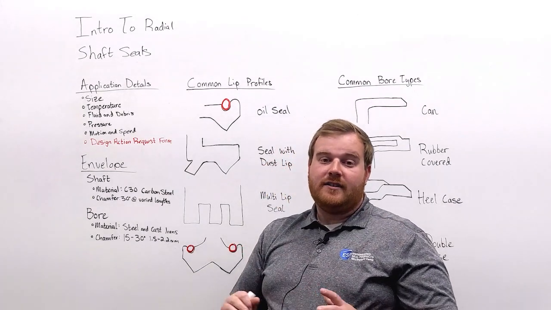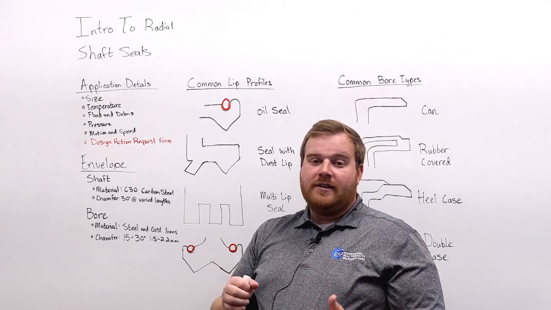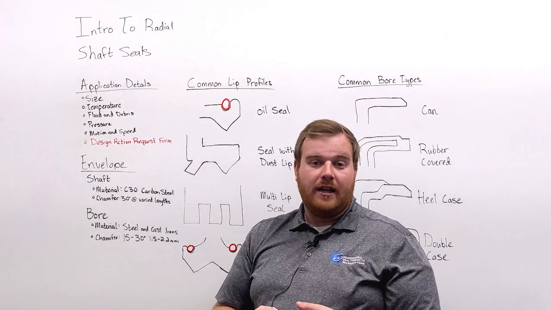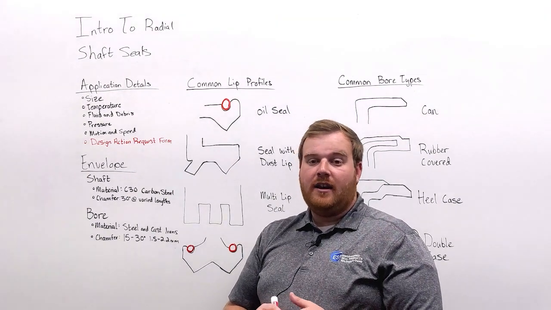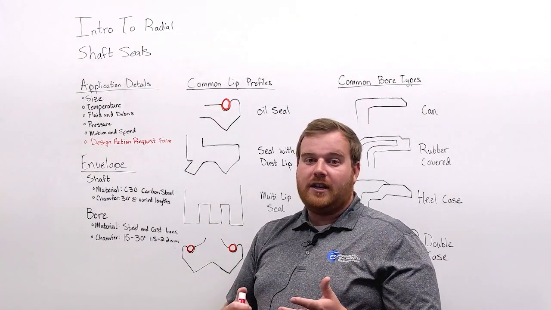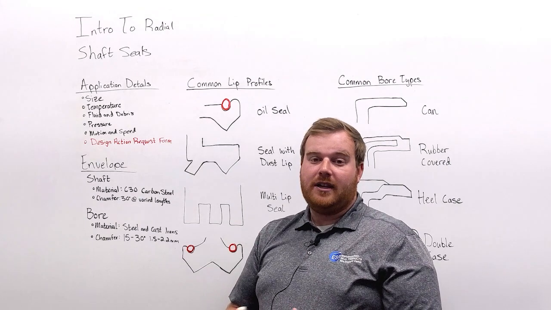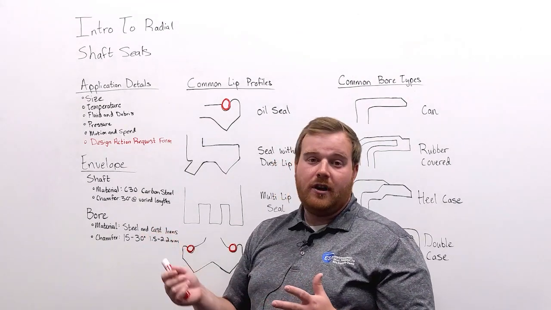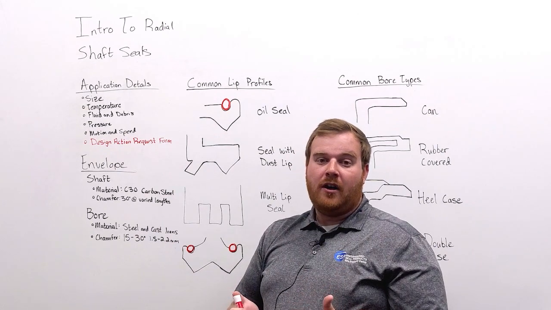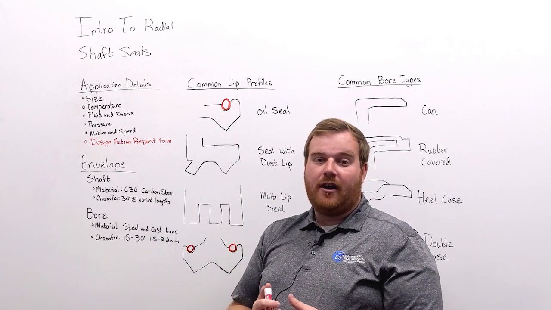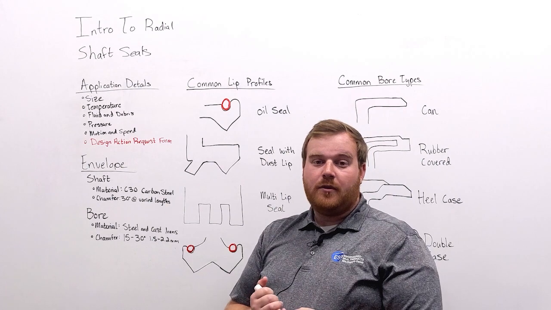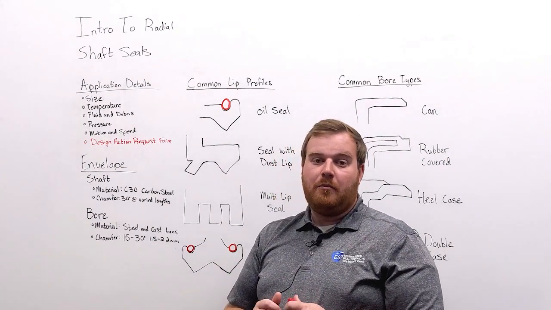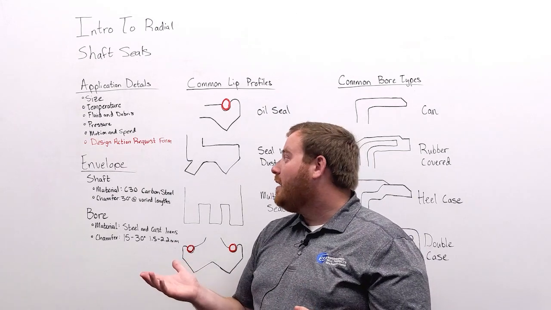Another parameter is the motion. So is the seal going to be rotating? Is it going to be reciprocating? Is it going to be oscillating? These are all parameters that we need to know, as well as the shaft speed. Shaft speed kind of goes along with temperature. We want to know what the underlip temperature is going to be based off of how fast that shaft is rotating and the friction generated, and that will be important for selecting the right material as well.